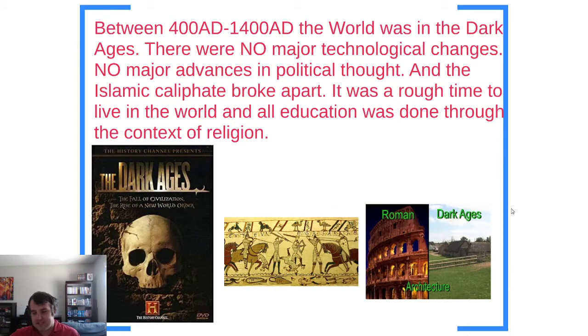Alright, so let me fill in some European history for you really quick. Between 400 AD and 1400 AD, the world was in the Dark Ages. There was really not a lot of major technological changes, no major advances in political thought. The Islamic Caliphate was breaking apart around this time, so the Islamic world is going down. It was really a rough time to live on planet Earth. Not a lot of great things were happening. All education was done through the context of religion, and Europe was a really dumb, ignorant place. But the Renaissance is about to change that.